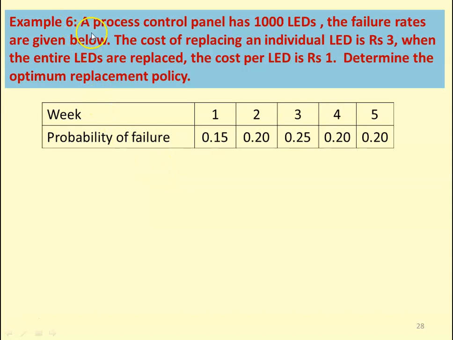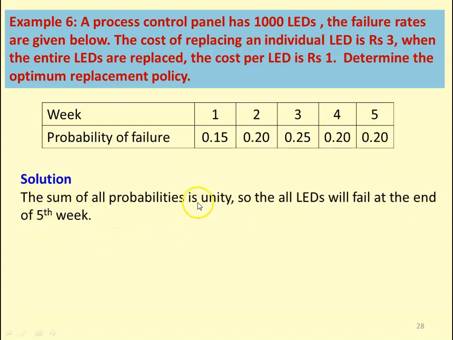We take another example. The process control panel has 1000 LEDs. The failure rates are given below. The cost of replacing an individual LED is rupees 3. When the entire LEDs are replaced, the cost per LED is rupees 1. Determine optimum replacement policy. So there are 5 weeks: first week, second week, third week, fourth week and fifth week. So probability of failure: first week 0.15, second week 0.20, third week 0.25, fourth week 0.20 and fifth week 0.20.